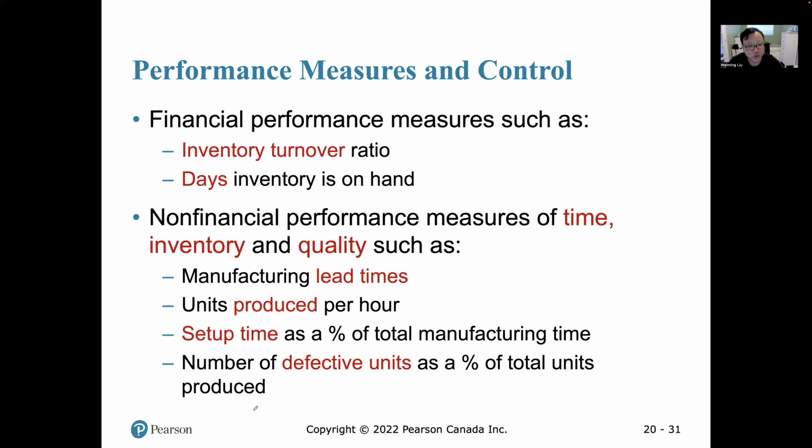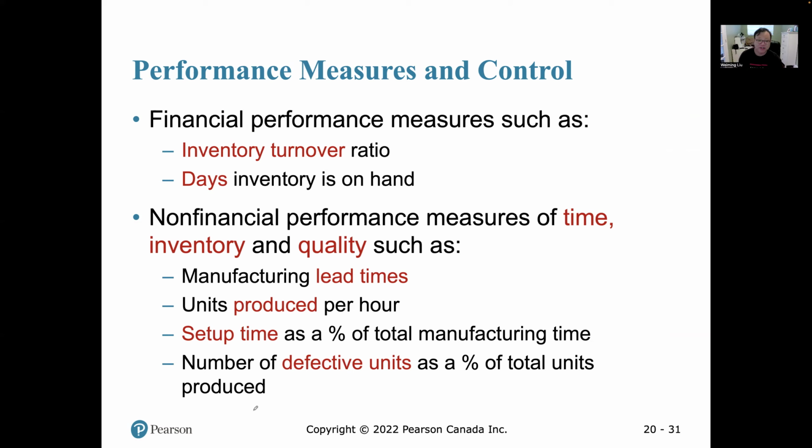Performance measure and control. So inventory turnover ratio. If the level of inventory is lower, that's going to affect the inventory turnover ratio and the days inventory on hand, right? When your inventory level is lower, your inventory turnover ratio will be higher, and the days inventory on hand will be shorter. So this would be the financial measures.